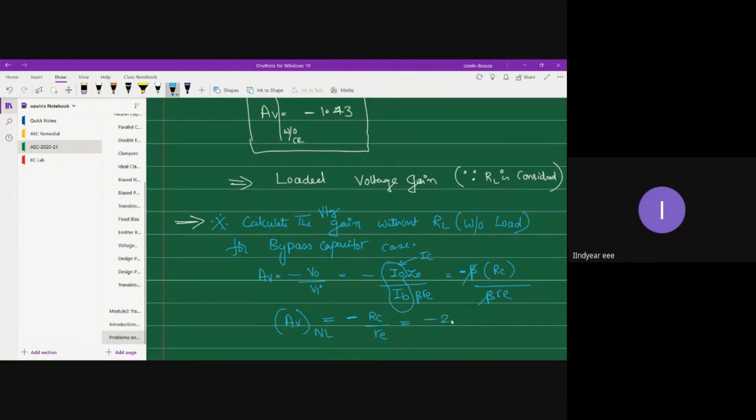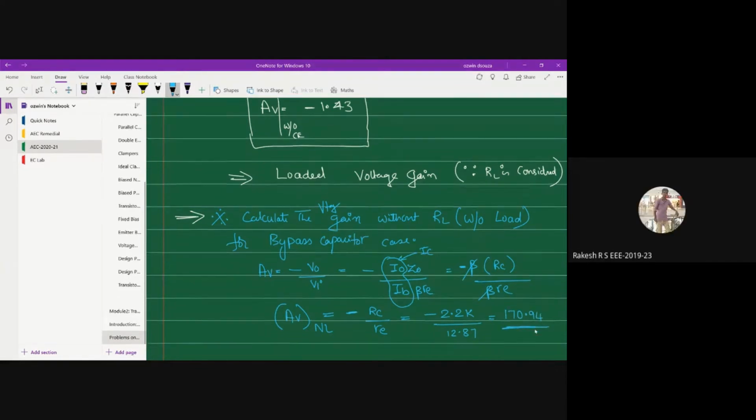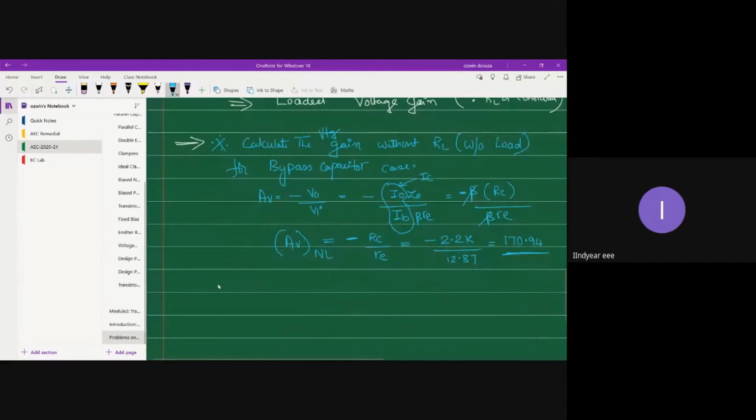So that's minus 2.2 K divided by 12.87, and see how much you'll get. So 2.2 K divided by 12.87, that's about 170.94. Correct, no? Yes, sir. 170.94.